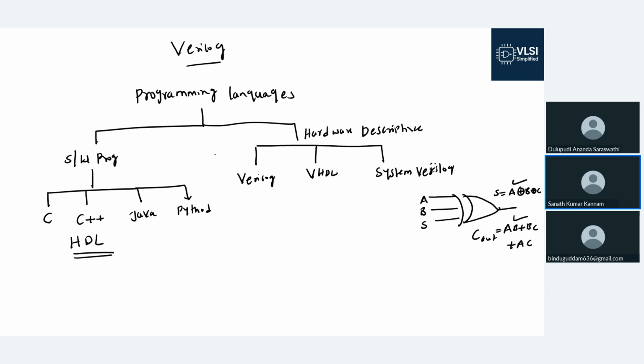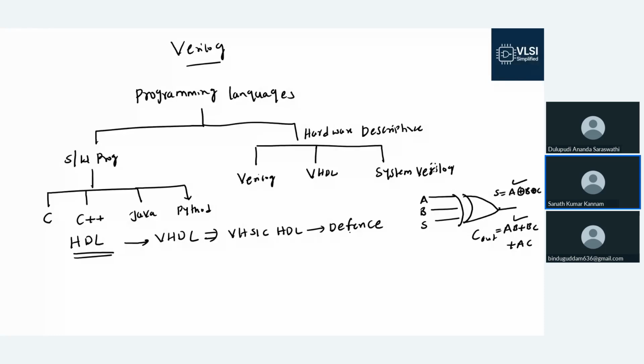To describe the circuit, we need to write a program for these digital circuits. That's why we are using hardware descriptive language. So you have VHDL. What is VHDL? VHSIC HDL, meaning very high speed integrated circuits hardware descriptive language. This is used for defense purposes.